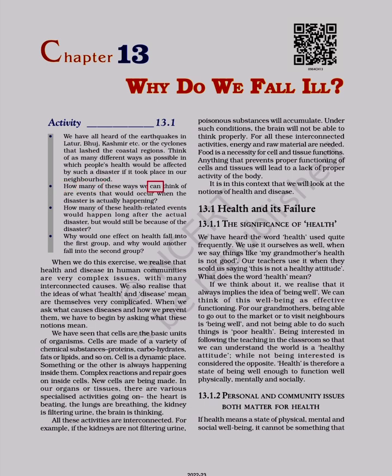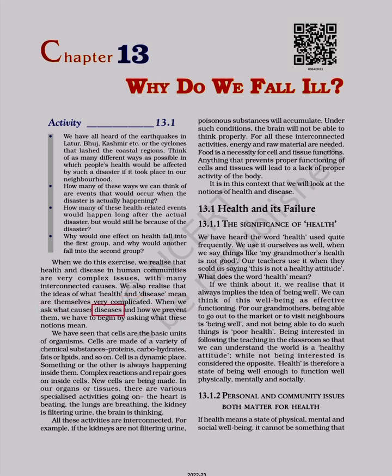How many of these ways we can think of are events that would occur when the disaster is actually happening? How many of these health-related events would happen long after the actual disaster, but would still be because of the disaster? Why would one effect on health fall into the first group, and why would another fall into the second group? When we do this exercise, we realize that health and disease in human communities are very complex issues, with many interconnected causes. We also realize that the ideas of what health and disease mean are themselves very complicated.